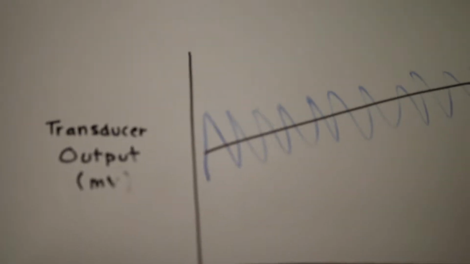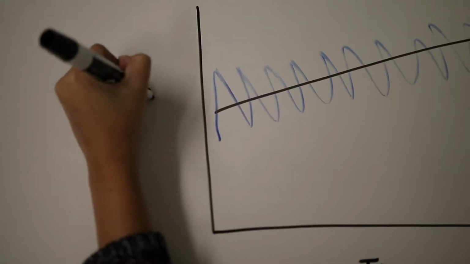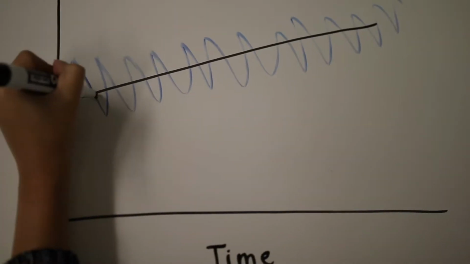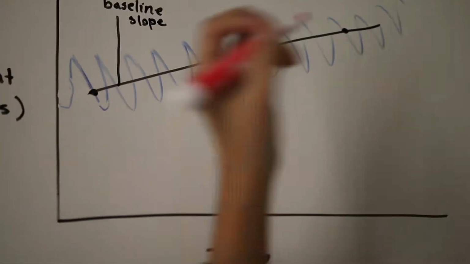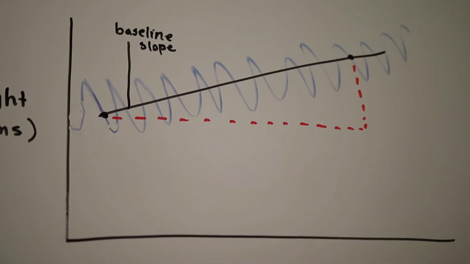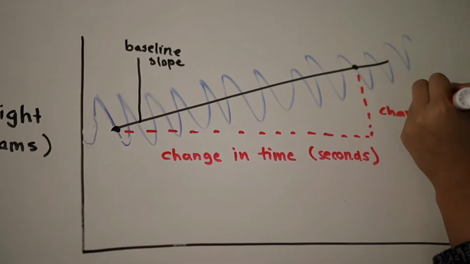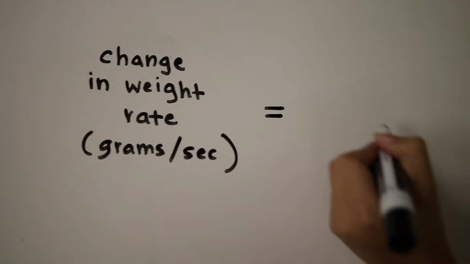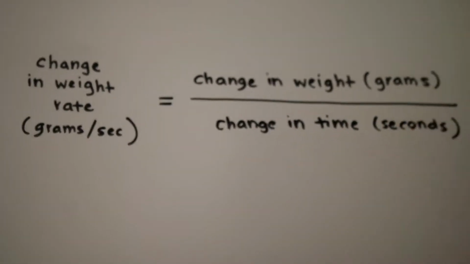Weight recordings were obtained using Chart in order to calculate the change in weight rate. For each weight recording, the vertical axis was adjusted to reflect values of weight in grams. This was done using the calibration equation we found. A linear regression line was added to reflect the baseline slope. The change in time was found by taking the difference in the time values, whereas the change in weight was found by taking the difference in the weight values. The change in weight rate was then found by taking the slope of the baseline, which was calculated by dividing the change in weight by the change in time.